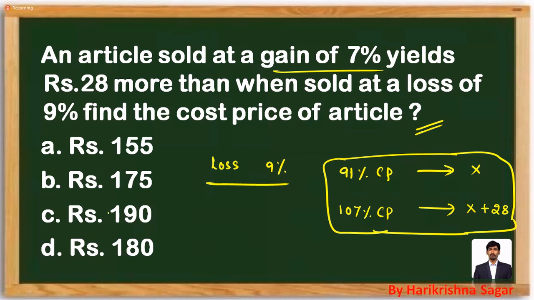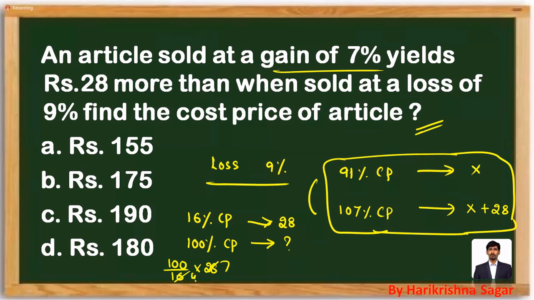The difference between the loss and gain values, like 91 to 107, what is the difference? Difference is going to be 9 plus 7, 16%. This 16% of the cost price is going to be extra, that is equal to 28. Then 100% of the cost price will be equal to how much? So the value is going to be 100 by 16 into 28. 4 sevens are 28, 4 fours are 16, 4 25s are 100, 25 into 7 is giving a result as 175, available as option B.